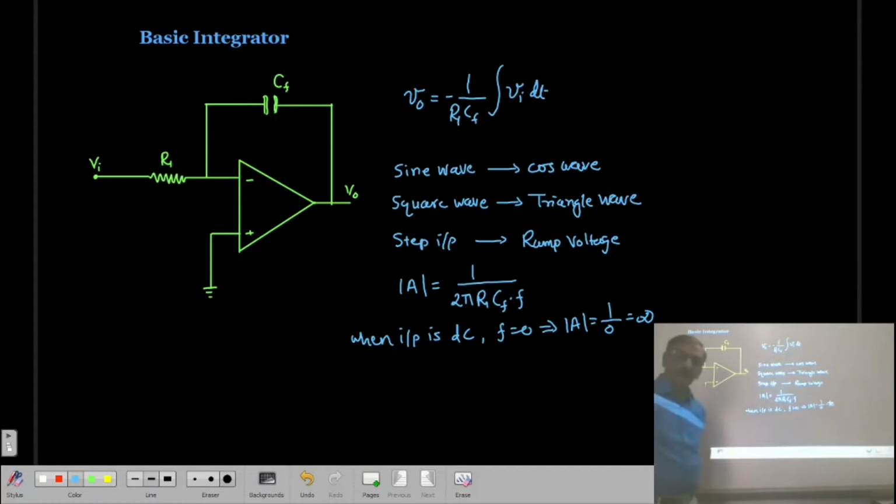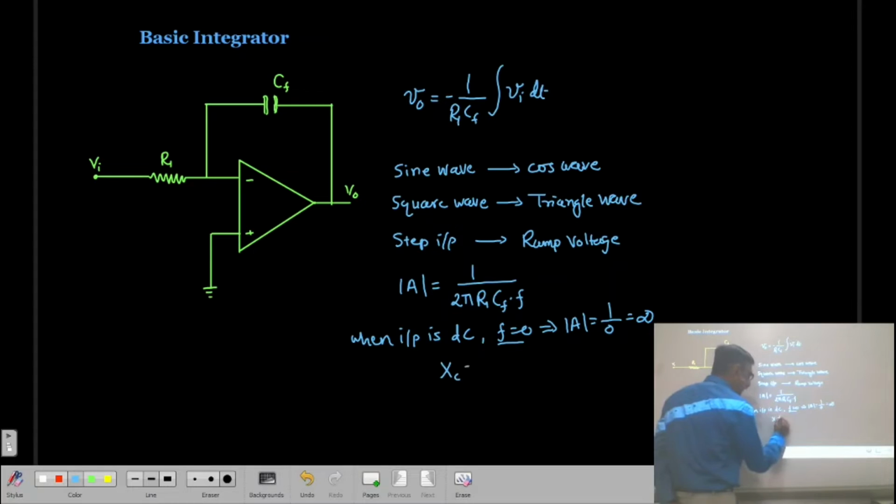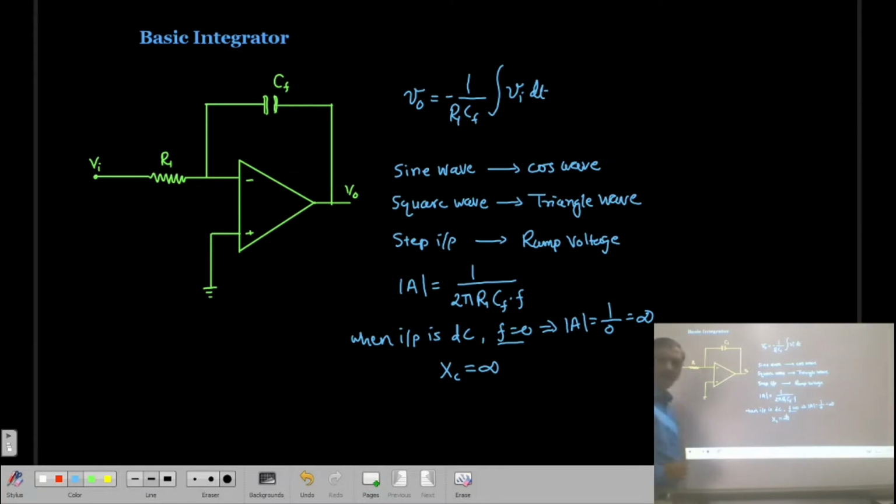So the output of your integrator circuit is going to be very large. And why is this going to happen? Because when the frequency is 0 and a DC input signal is there, the reactance of the capacitor is going to be infinite. As a result, the gain of the amplifier is also going to be infinite, so the output voltage is very large.